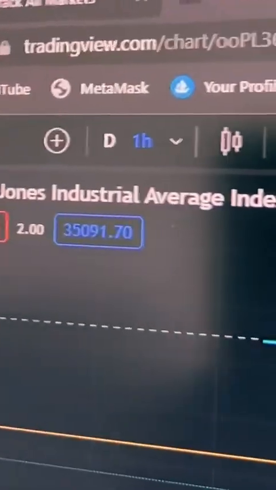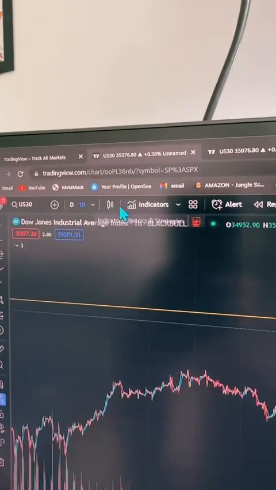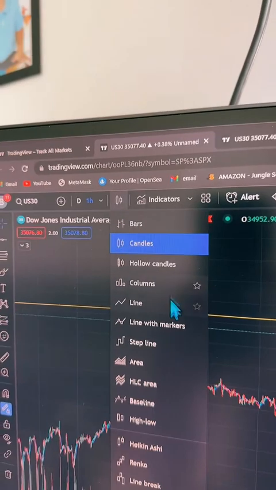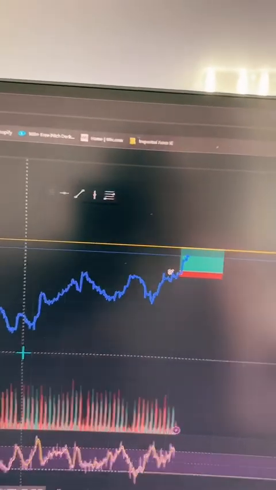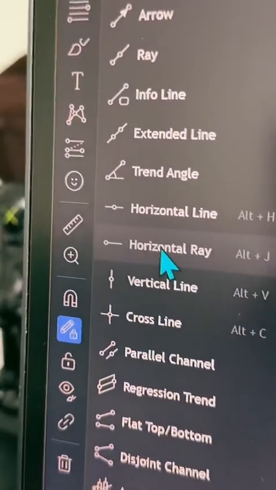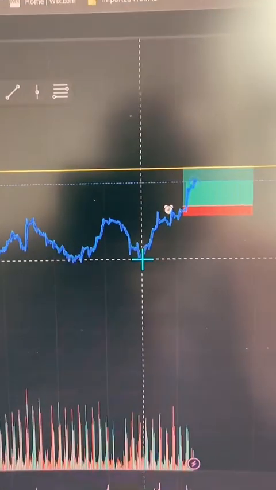Now I'll come down to my 1 hour chart. On my 1 hour, I look for areas of support and resistance. And the way I do that is by leaving candles and going to line. We're going to start with the areas below the 3,700 mark. The reason I switched it to line is it's just easier to see those reversal points, a lot easier to see them.